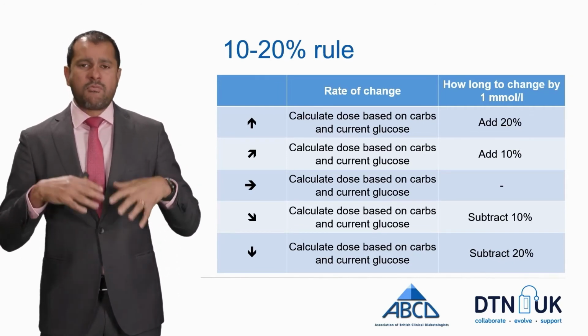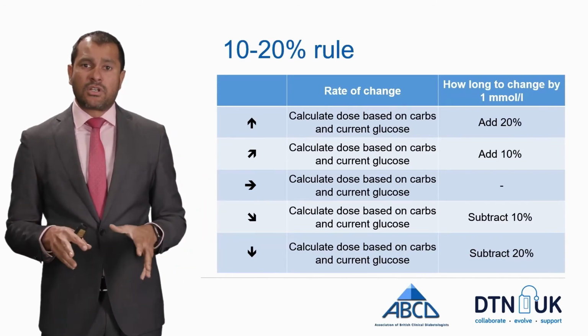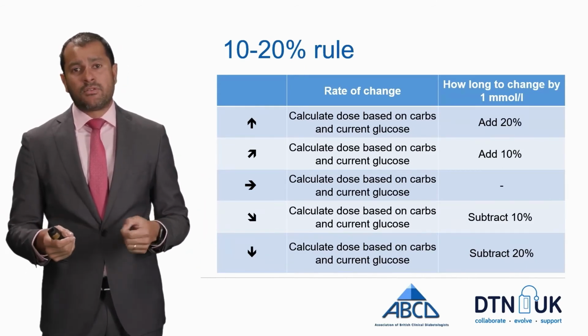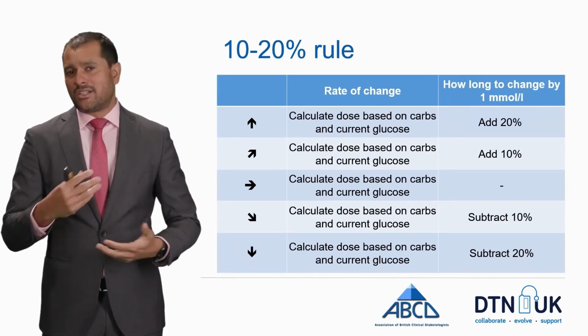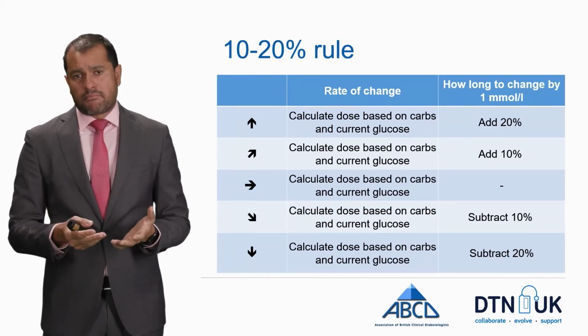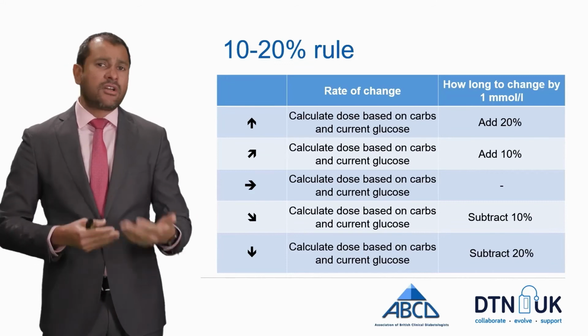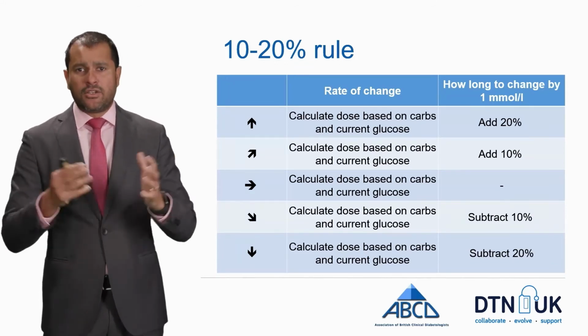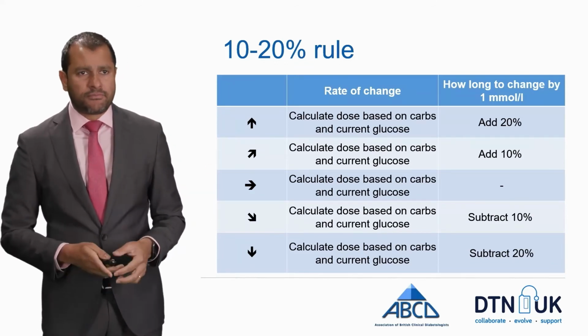Now, of course, we've got to remember that a lot of these rules were created and used for people using pumps, which is why they're going into decimal points. If you're using a pen, if you have a half unit pen, you can round to half units. If you've got a single unit pen, you'd round it to the nearest number that you've got.